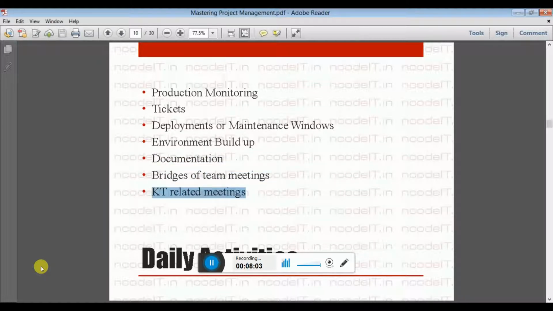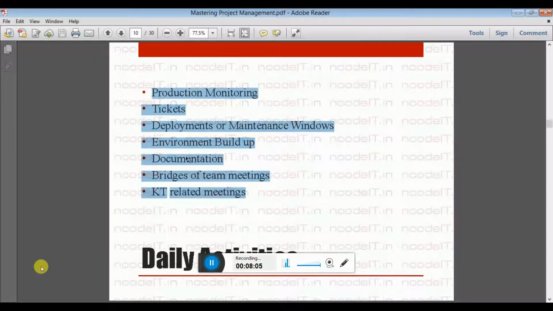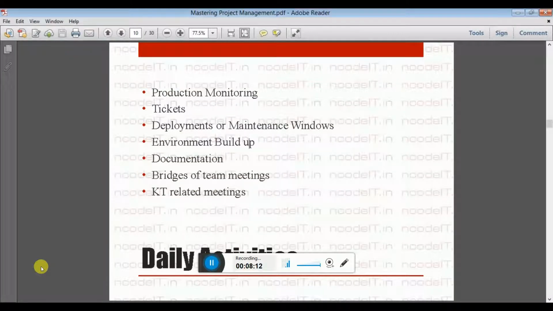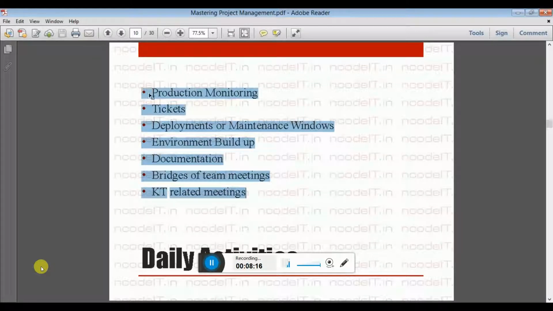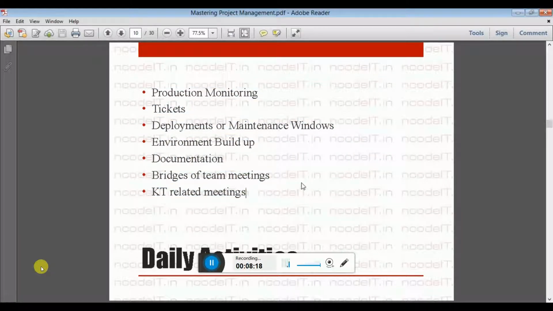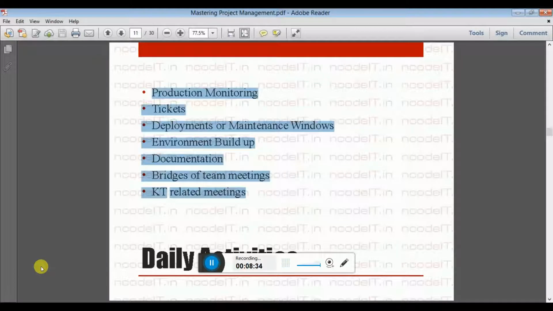Now when you say this, make sure you change the order a little bit so that your deployments and environment build-up come towards the end. Don't stress too much on the tickets. Alright, so you say production monitoring, tickets based on their priority, deployments and maintenance windows, we take care of documentation, bridges, and the kit related things, and environment building, all that stuff. So that's how you talk about daily activities.